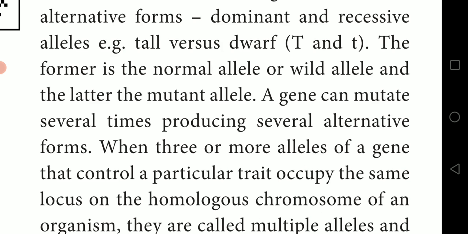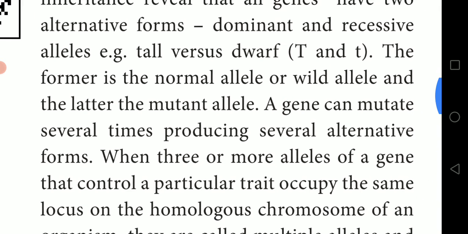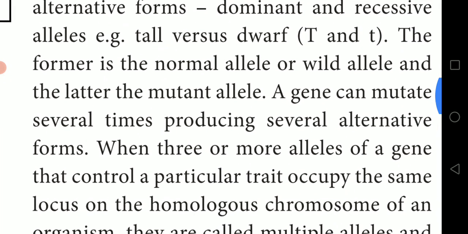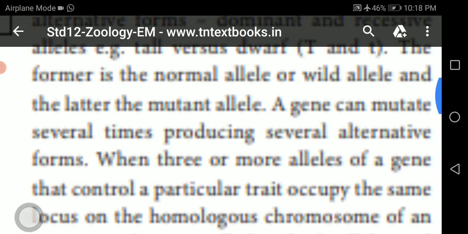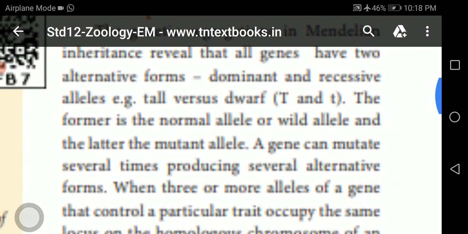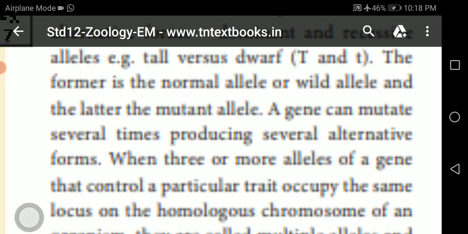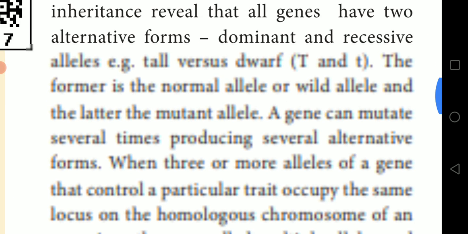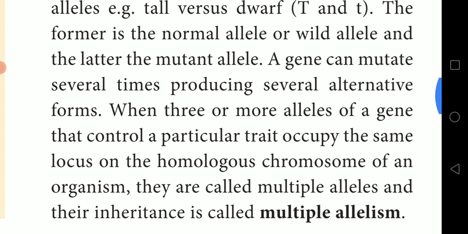Former means earlier: the normal alleles or wild alleles were there earlier, and later the mutant alleles are there. The normal alleles means capital T, small t, that is our normal alleles. Wild alleles are the dominant and recessive characters. Mutant alleles means some kind of alleles where any one alphabet may be missed out, that is because of the mutant alleles.